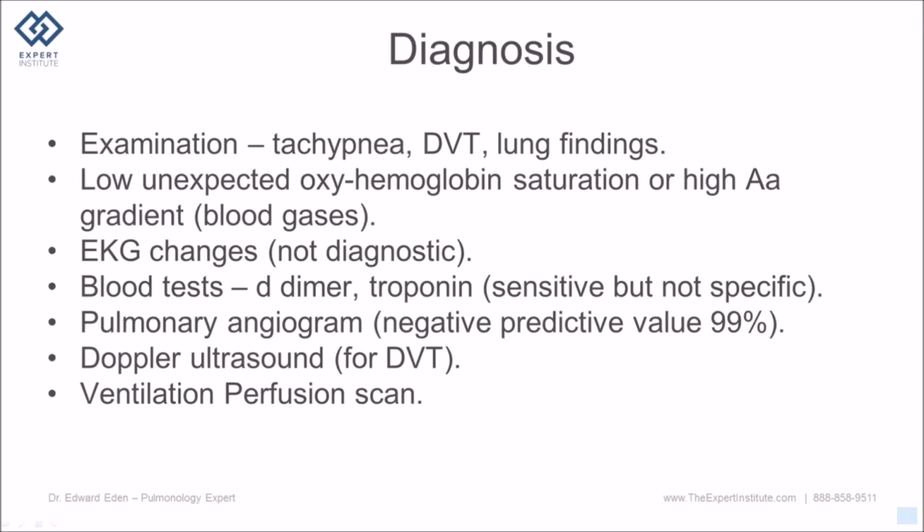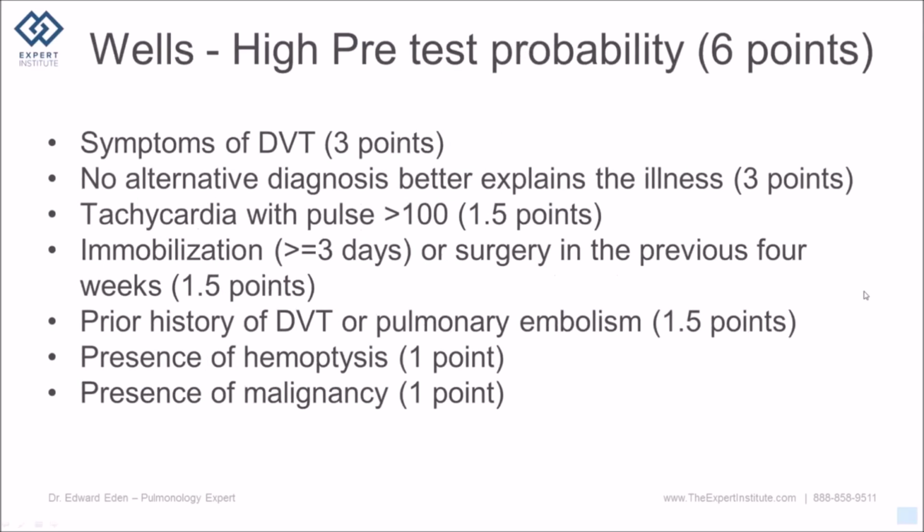Other diagnostic tests by implication include Doppler ultrasound, which is now done at bedside in most emergency rooms and in the hospital, and a ventilation perfusion scan, which is helpful in some cases of pulmonary embolus, particularly those that are chronic, but is more difficult to interpret and requires some preparation. Next slide. Next slide, please.